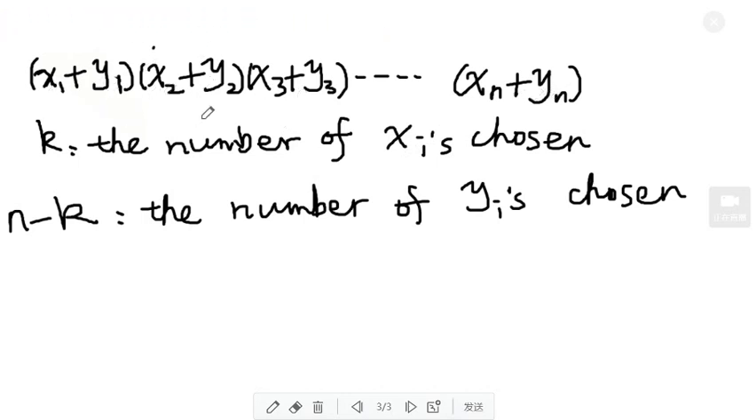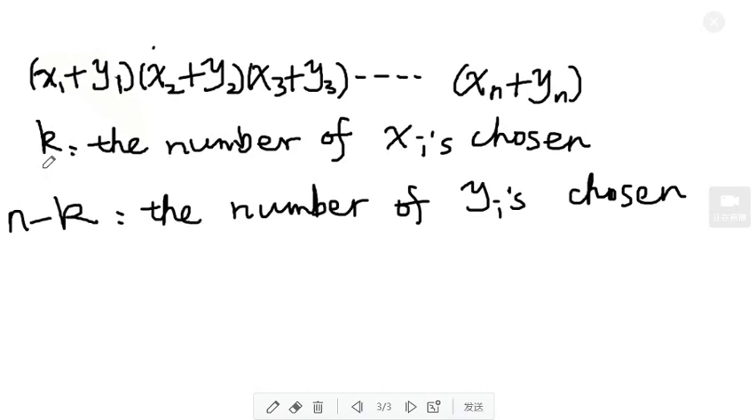Now this is x1 times x2 times x3 times xn. Then how can we combine this term with the combination? So how many different ways will you have for a given k? Think about it. You have x1, x2, x3 until xn, okay? You are going to choose k of those xi.